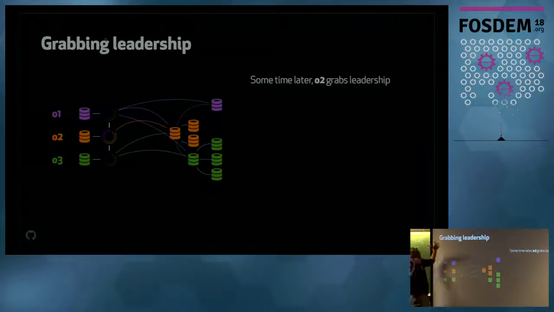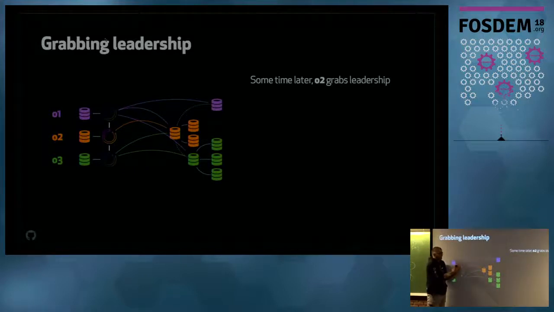And those two servers, they give it the rest of the replication log. And then it joins the Raft group.